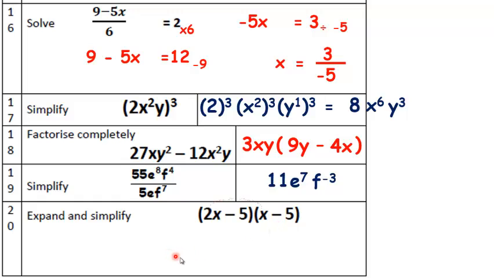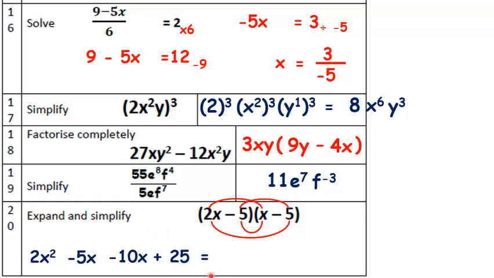2x times x is 2x squared, minus 5 times minus 5 is plus 25, minus 5 times x is minus 5x, and 2x times minus 5 is minus 10x. Tidying this up, I'm going to get 2x squared minus 15x plus 25, and that's my result.